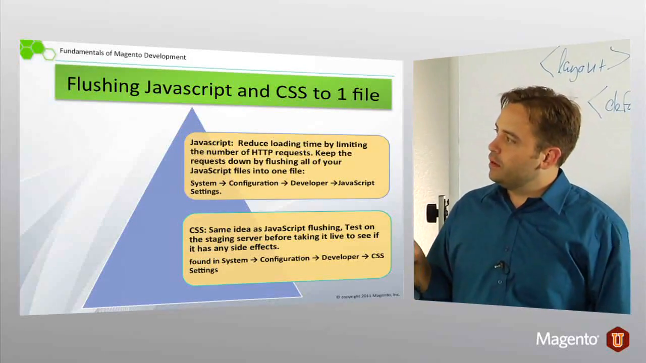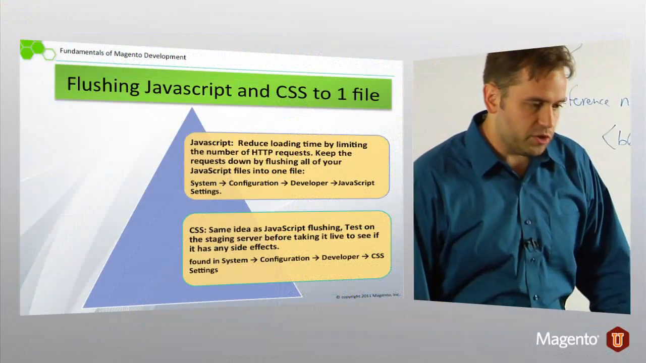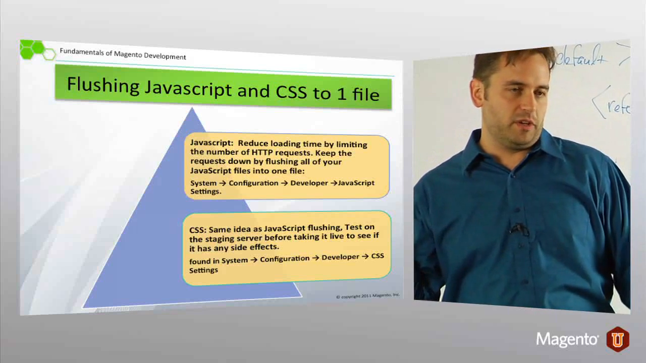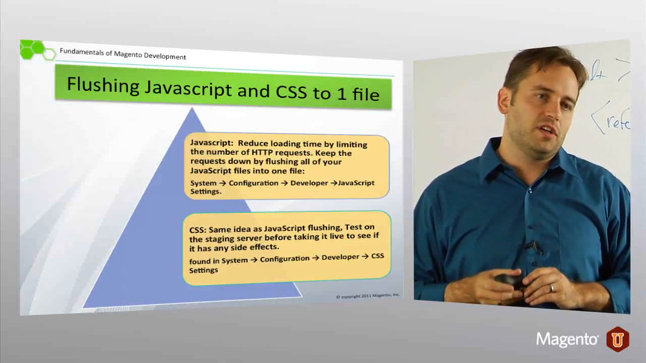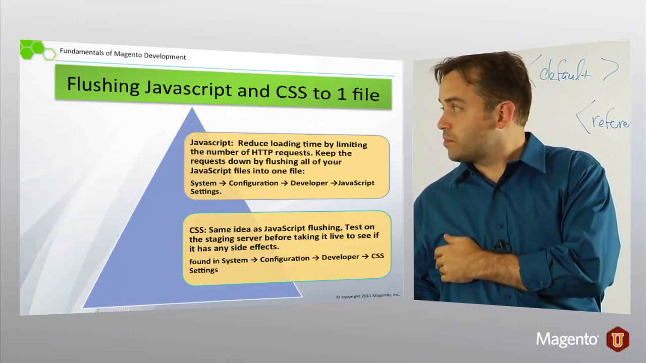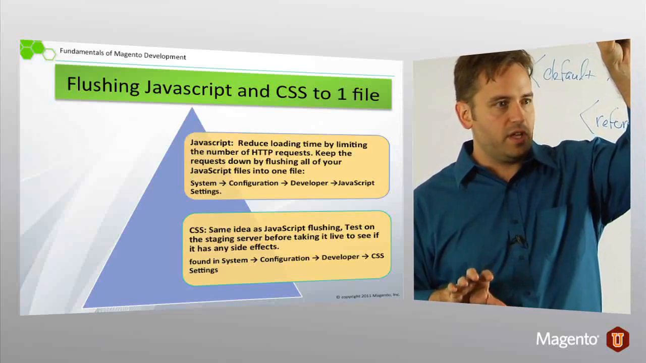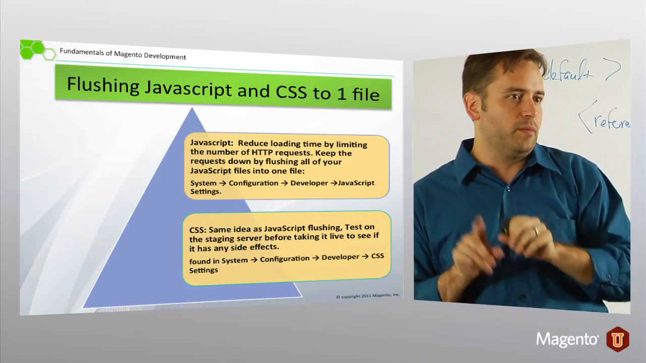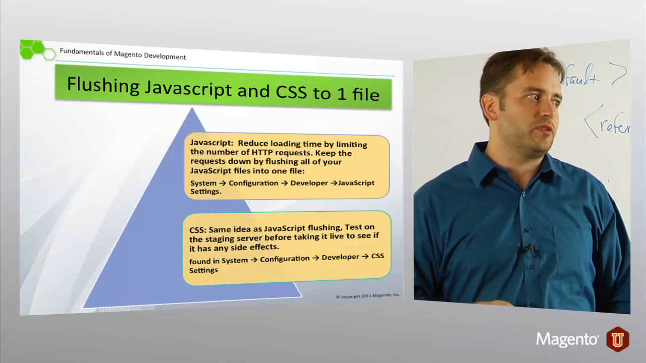Quick note. In System Configuration Developer, there's JavaScript and CSS settings. You can reduce all of your files if you've included them, as we saw with the addJs and addCss calls. If you change this configuration setting, you will cause Magento to take all of those files and combine them. Not compress them, but just combine them into one request. So limit your number of HTTP requests. You're going to speed up your site a bit.